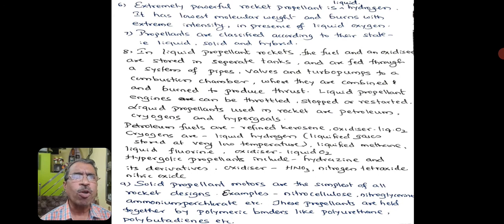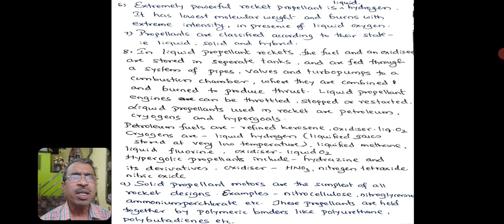An extremely powerful rocket propellant is liquid hydrogen. It has the lowest molecular weight and burns with extreme intensity in the presence of liquid oxygen. Propellants are classified according to their state, that is, liquid, solid and hybrid.